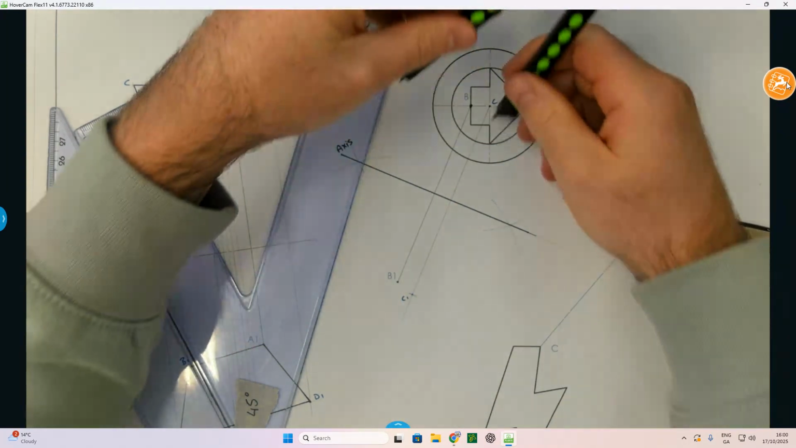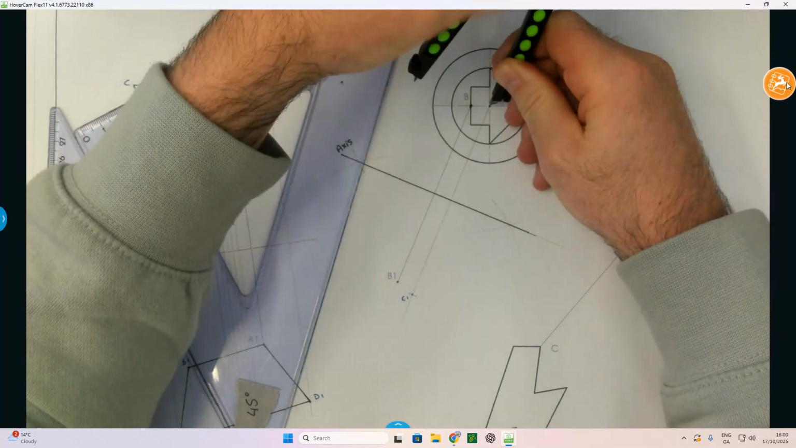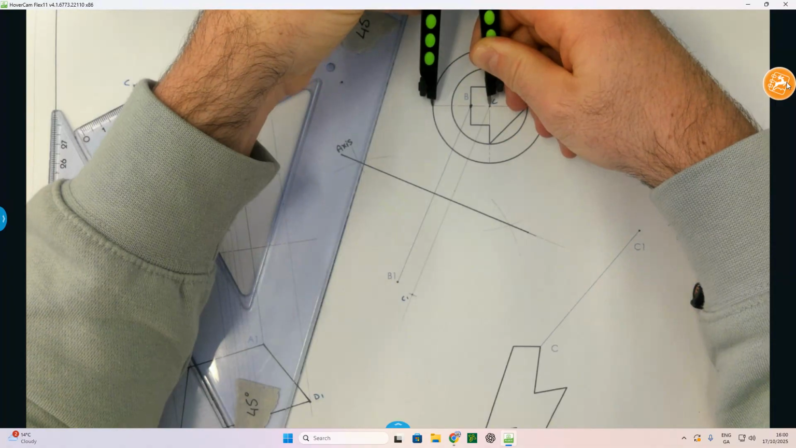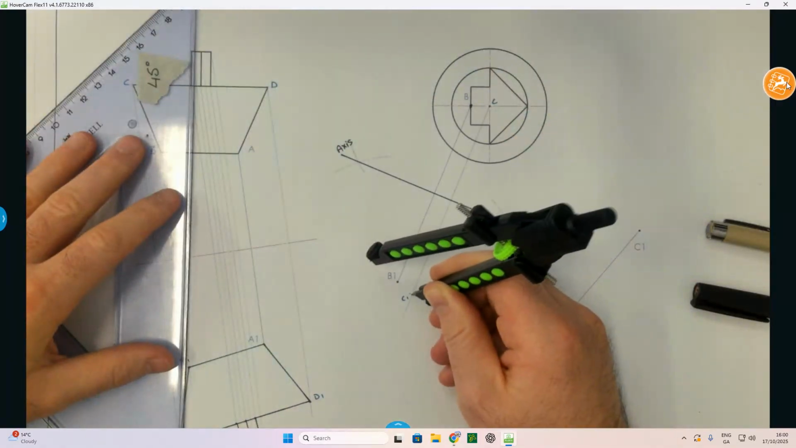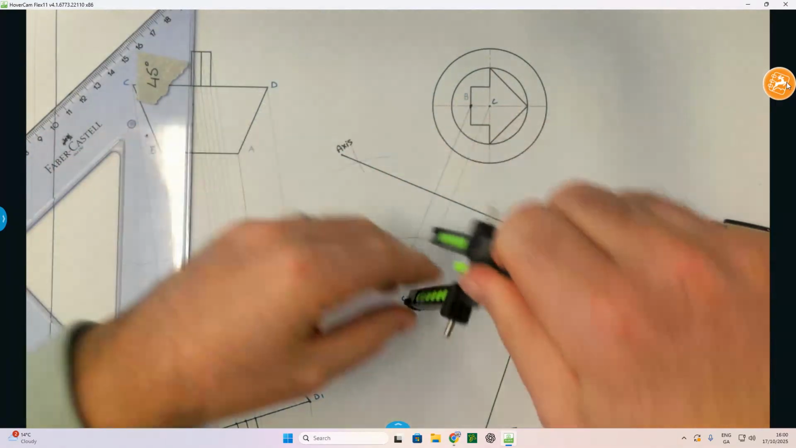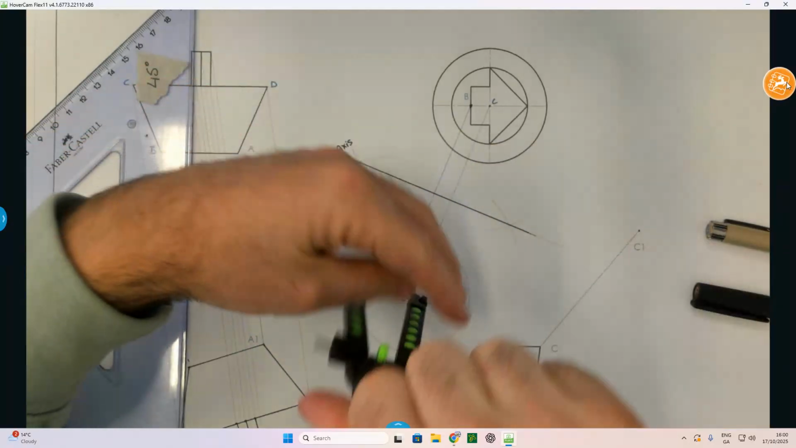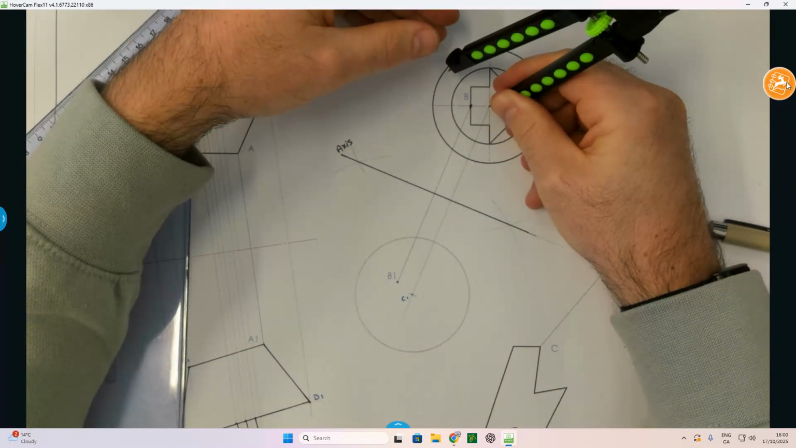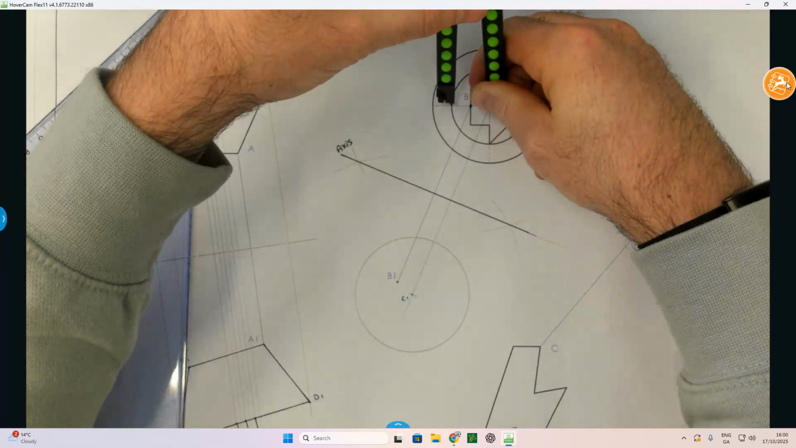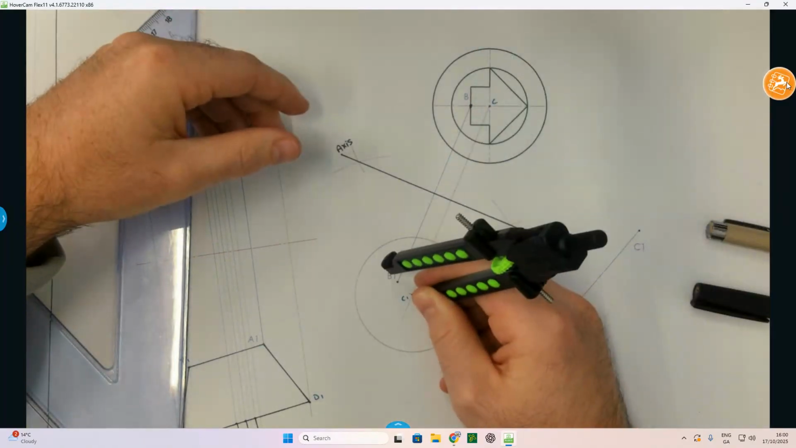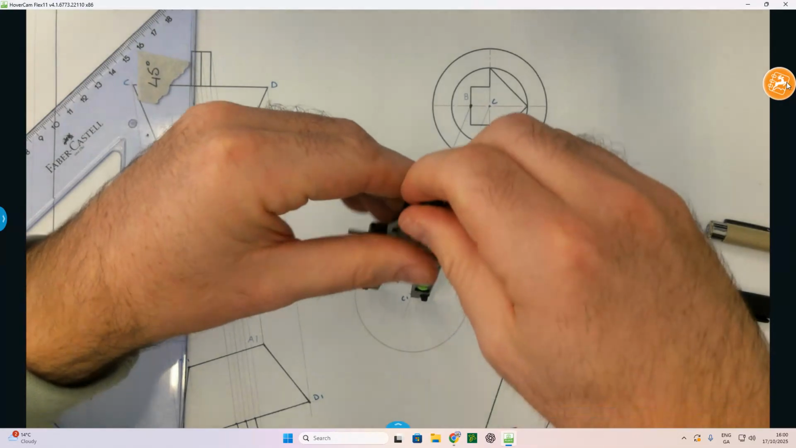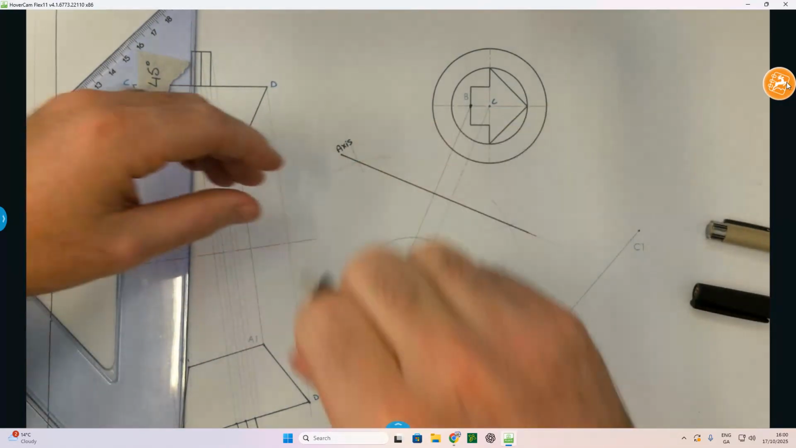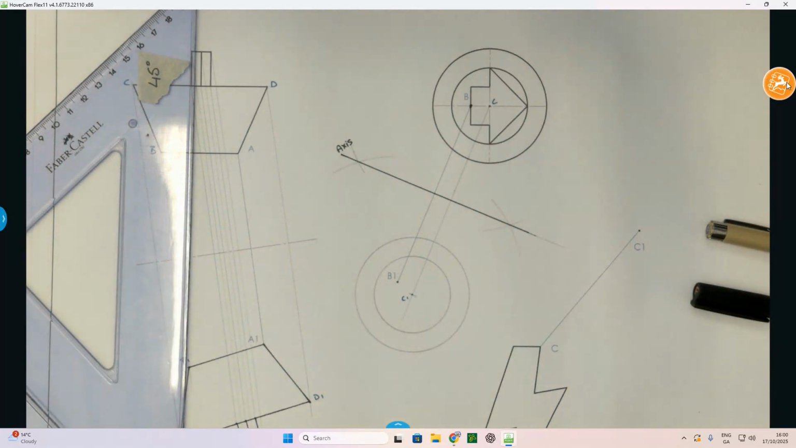Okay, now that I have the new center, I can go up here and I can take the radius from up here. So I've got the large radius first. I'm going to put my compass on C. Okay, now I'm going to take the smaller radius. Once again, compass on C. Okay, now I've got my two circles.